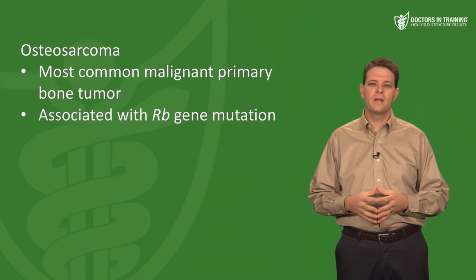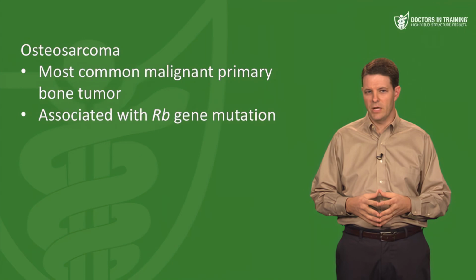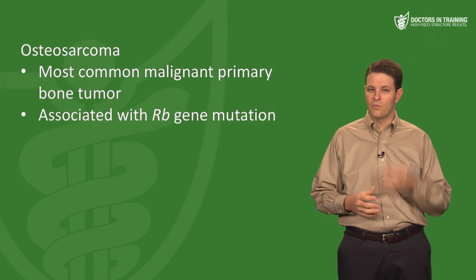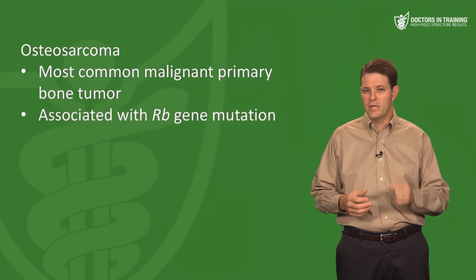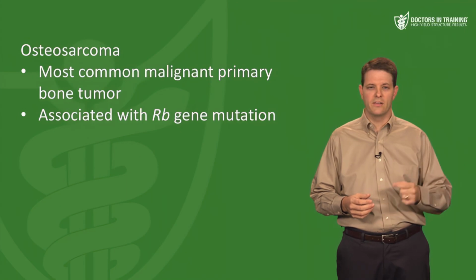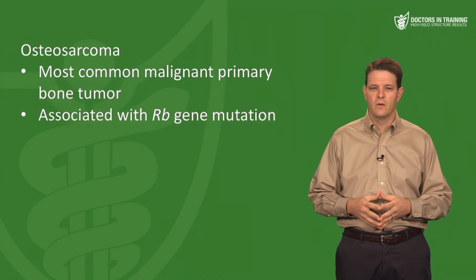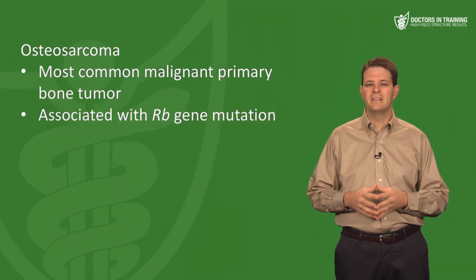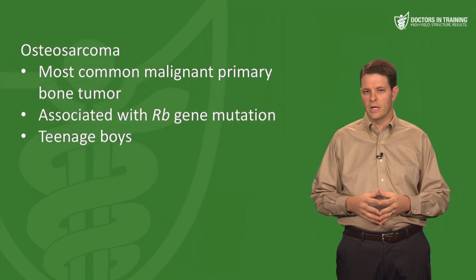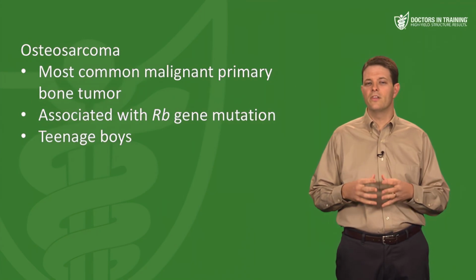It's associated with the hereditary retinoblastoma gene mutation. Retinoblastoma is a malignancy of the retina, but individuals who have that mutation are also at risk of getting osteosarcoma. We'll talk about retinoblastoma again in the oncology videos. Osteosarcoma is most common in teenage boys, ages 10 to 20, and it's also seen in adults over 65.